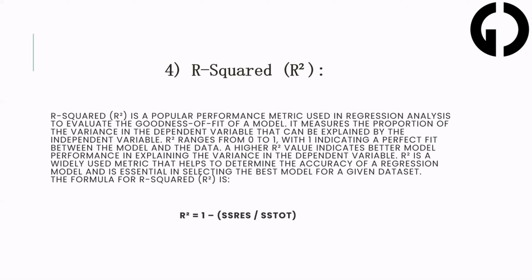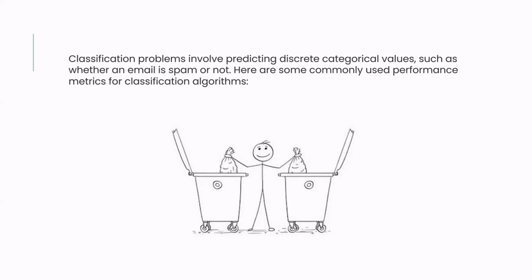R square value ranges from 0 to 1, with 1 indicating a perfect fit between the model and the data, and 0 indicating that the model does not explain any of the variance in the dependent variable. So these are some regression performance metrics, and now we will move into the classification performance metrics.